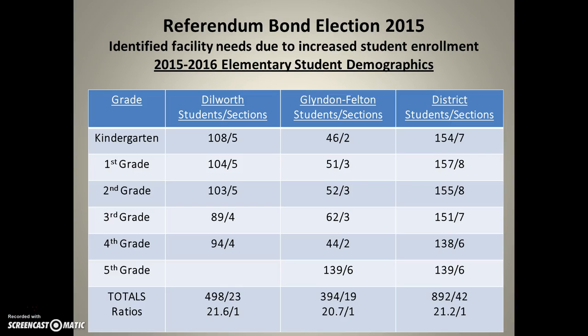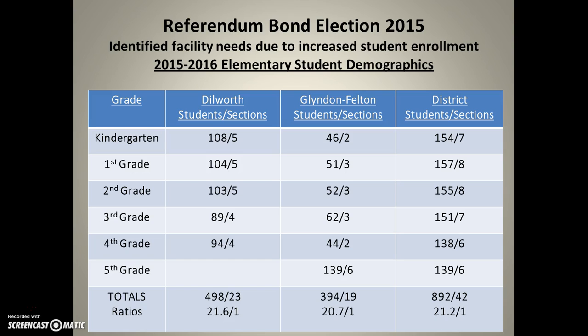The chart being shown provides information on the present student body enrollment at our two elementaries. The kindergarten, and you'll notice kindergarten through grade 3 all have over 150 students. So overall we're averaging just under 150 students throughout our elementaries.